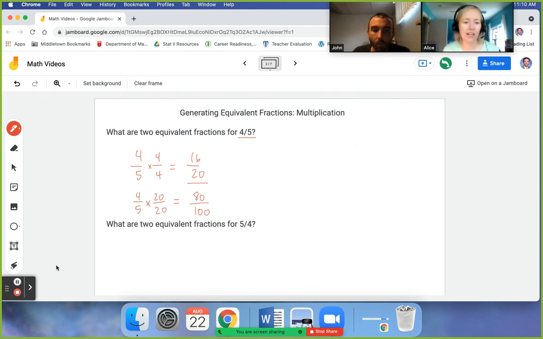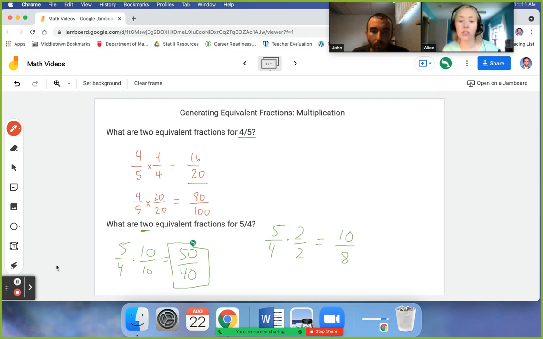Okay, great. So I'm going to tackle the bottom problem, two equivalent fractions for 5 over 4. So the first thing I'm going to do is multiply the top and bottom by 2. So that would give me 10 over 8. And then I want to generate a second equivalent fraction. So I'm going to multiply by 10 top and bottom. It's always quite easy to multiply by 10. So that's going to give me 50 over 40. So 50 over 40, 10 over 8, they're equivalent fractions to 5 over 4.